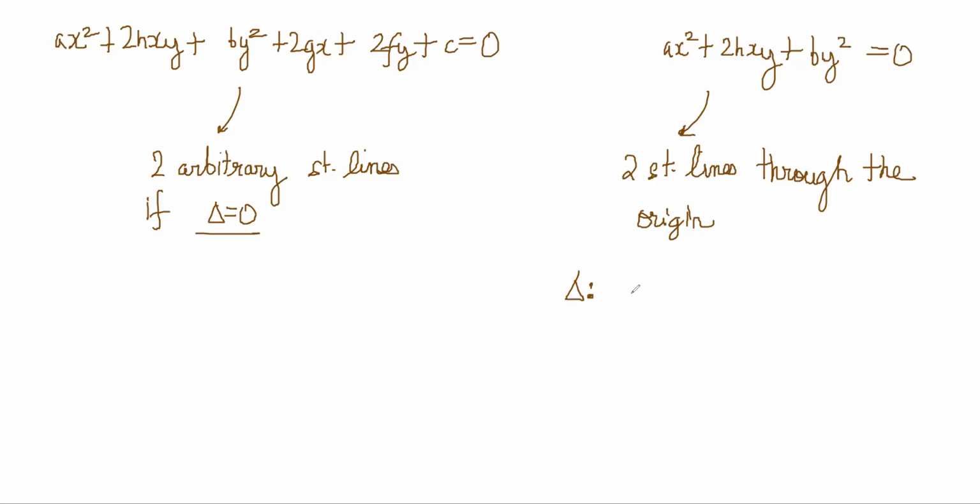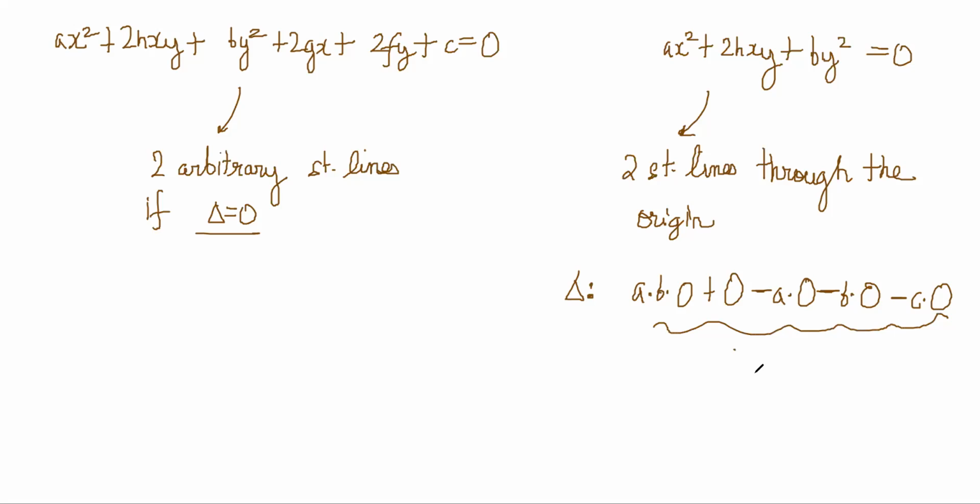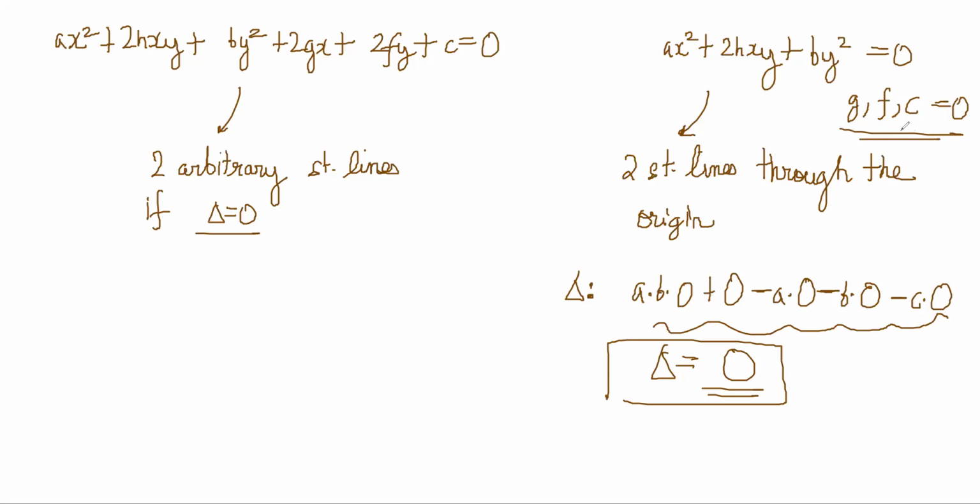Del is A, B, C, but C is 0, no? A into B into 0. There is no C term. Plus 2 FGH. FGH are also missing. Minus A F square 0. Minus B G square 0. C H square 0. So in this equation, del is always 0, because so many terms are missing. Your G, F, C are already 0. Because of which that discriminant is always 0.